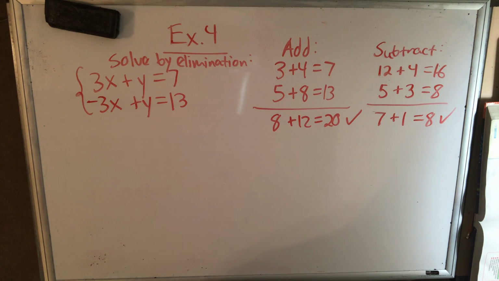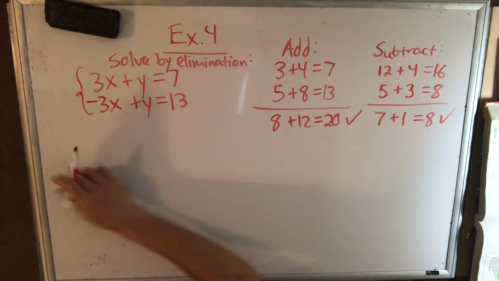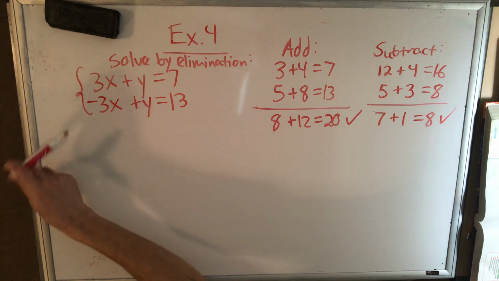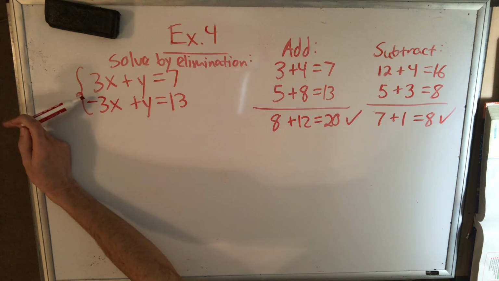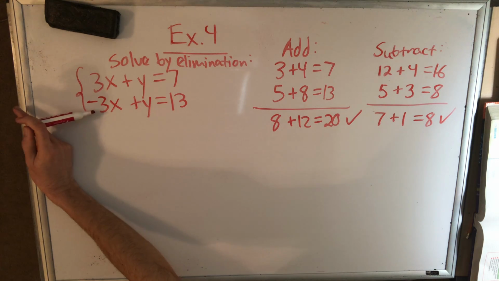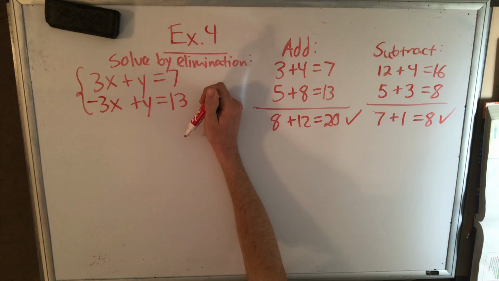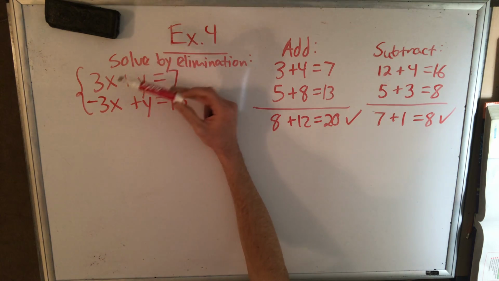So we actually have two options for this system, which doesn't normally happen. We can either add the equations together to eliminate the x terms, because 3x plus negative 3x, plus and negative together makes a minus, so 3x minus 3x is 0. Or we can subtract the equations to eliminate y, because y minus y is 0. Let's first show you how to solve by adding the equations to eliminate x.